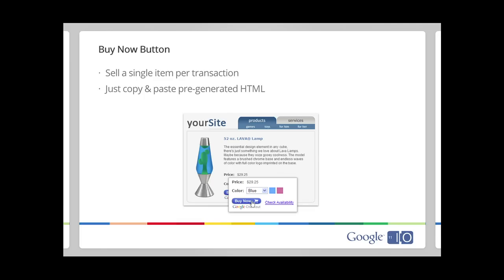Let's start with the Buy Now button, the simplest way to implement Google Checkout. The Buy Now button was specifically designed to sell a single item in one transaction. Only minimal programming skills are required. You just copy and paste a pre-generated HTML code snippet.